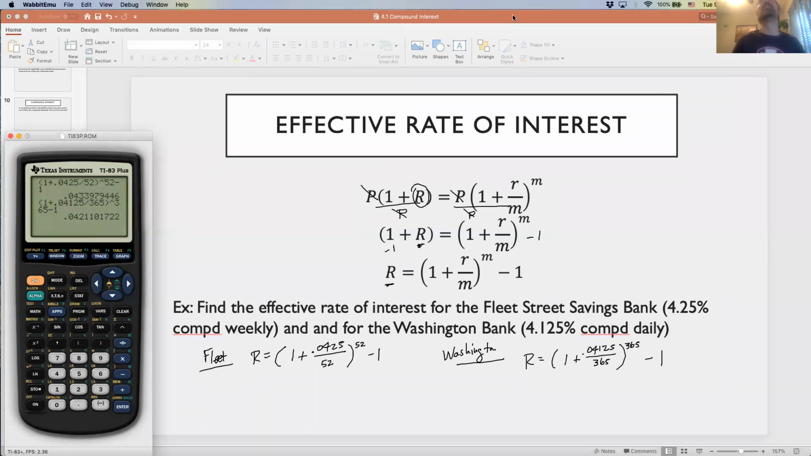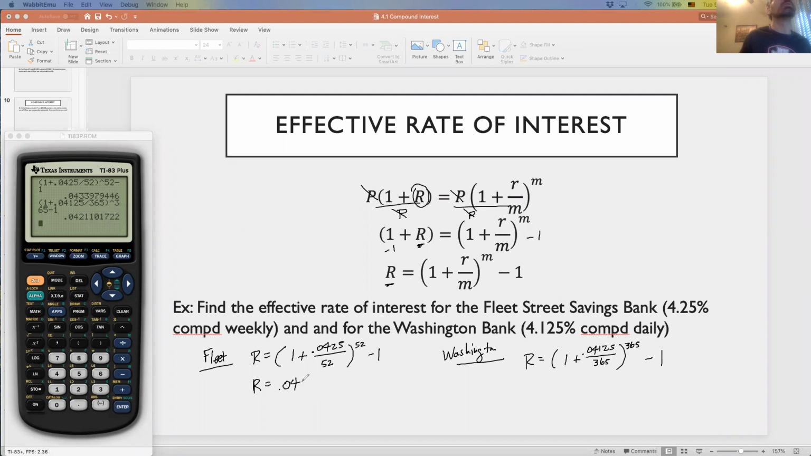Okay, so now let's look at our effective rates of interest here. Let me write that down. So for the Fleet Street, that effective interest rate, the annual percentage yield, is 0.04338 or 4.34%. And for the Washington Bank, we've got 0.042110, which is 4.21%. And so these effective rates of interest, now we can compare these two numbers, right? These are on the same playing field.